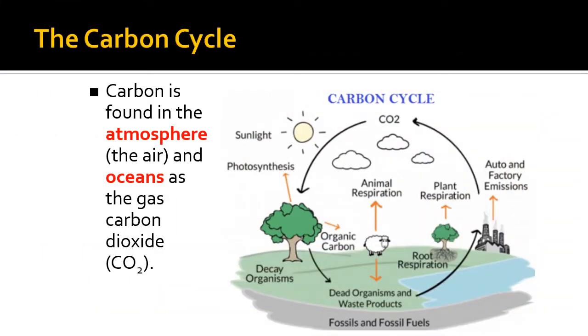The carbon cycle, if you remember from a previous lesson: all living things have carbon in them. And when all living things go through cellular respiration, they release carbon dioxide into the atmosphere. Plants have a unique property where they can go through photosynthesis and they can actually take carbon out of the air. So all of this is a part of the carbon cycle.